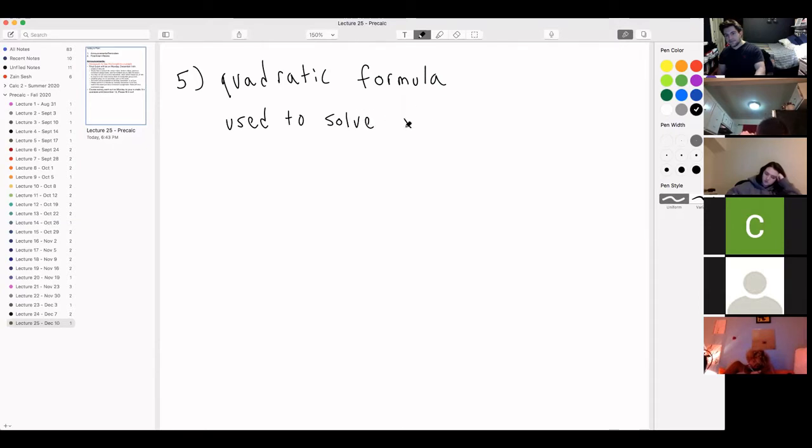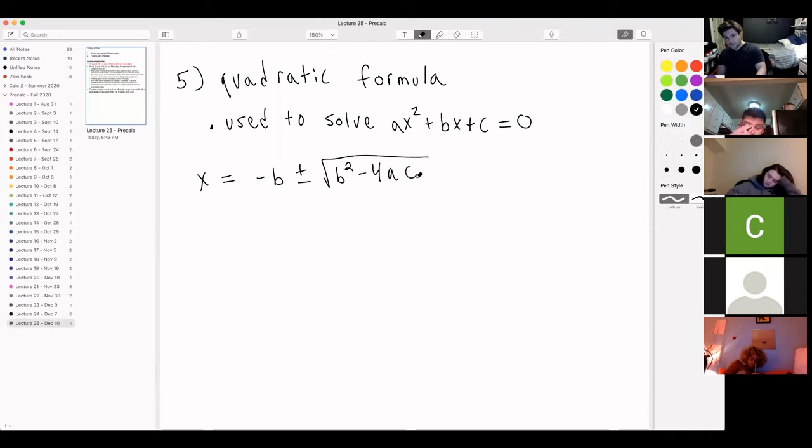It's used to solve stuff like this: ax squared plus bx plus c equals 0, aka a quadratic equation. It's used to solve quadratic equations. And here's the formula. The solutions are given by x equals negative b plus or minus the square root of b squared minus 4ac, the whole thing divided by 2 times a.